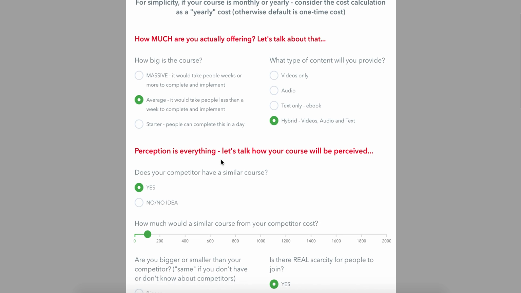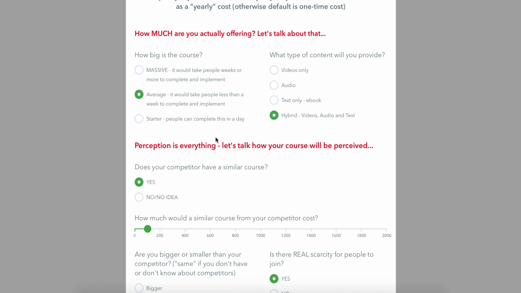So how much are you actually offering? How big is the course? Think about it. Is it something like what we created at the very beginning of this, super short and sweet? Or you've been like a master at this, you spent probably the entire 30 days building out content, and it is massive. Choose which one this is. For this particular one, we're going to go with average.